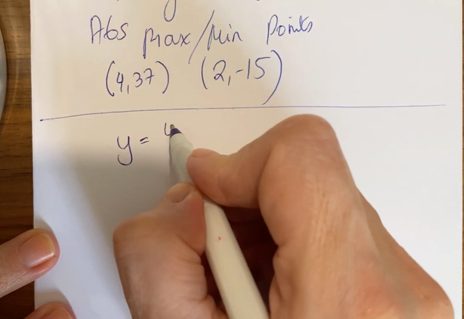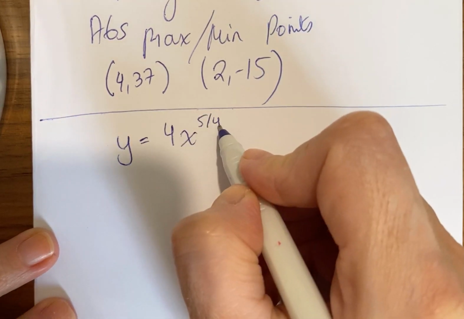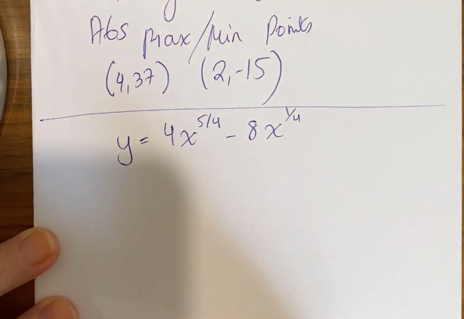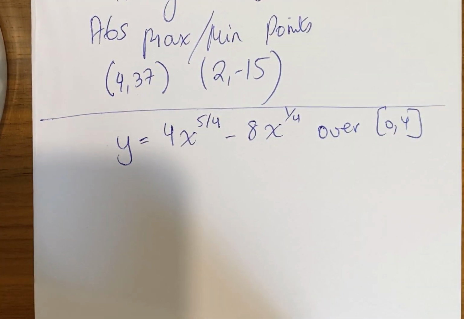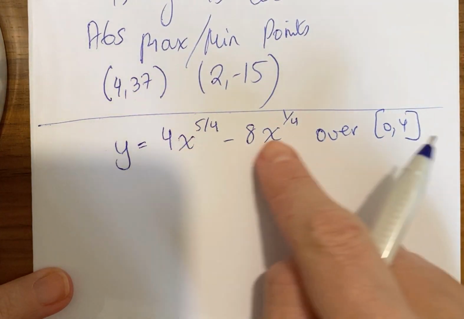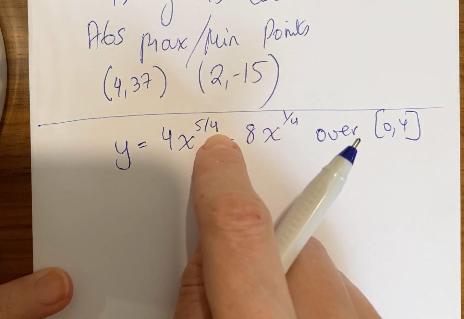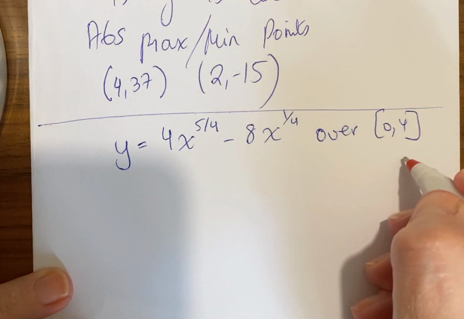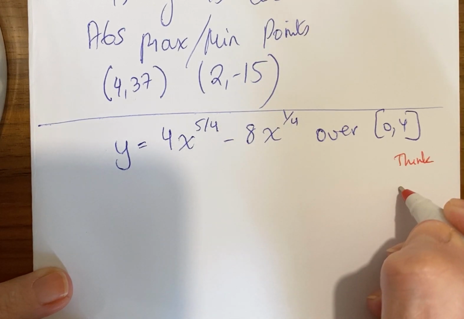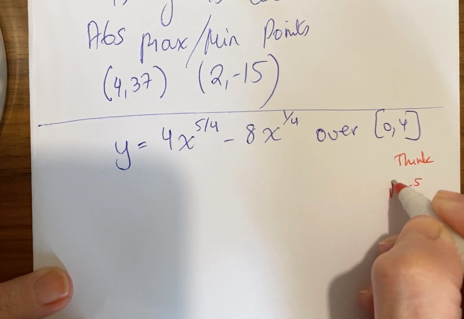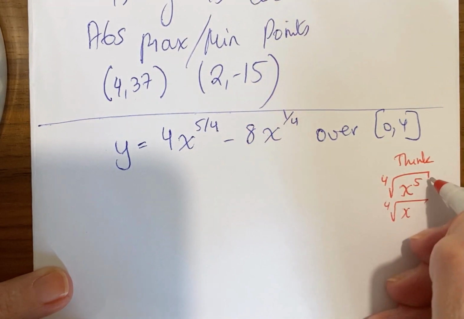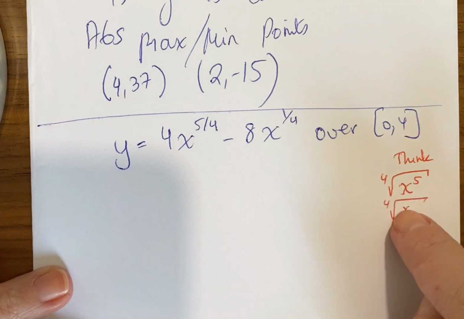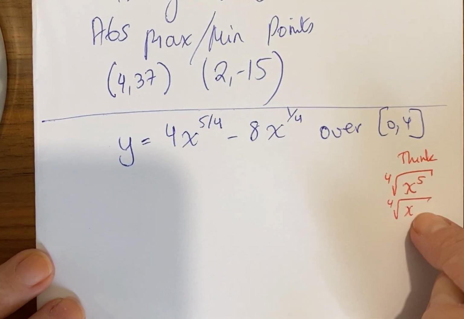Given the function y equals 4x to the power 5 over 4 over 0 to 4. You tell me, how do I know if the function is continuous or not? These are power functions with a fourth root. What does x to the power 5 over 4 mean? It means x to the power 5 under the fourth root, and this is x under the fourth root. Even roots are only defined when the value inside of them is positive.